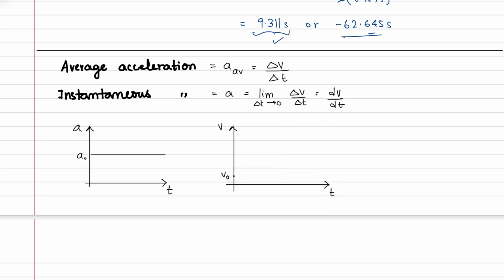It is a constant positive slope, which means that you would have a velocity-time or speed-time graph that looks like this, where if time is 1, then this height here would be a naught.